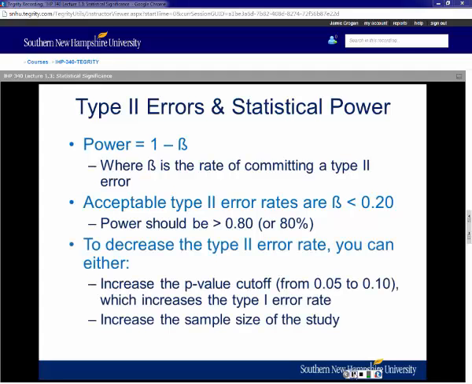So statistical power is important because we want a high power, because that means a low beta, or type 2 error. And there are a couple of ways to decrease this type 2 error rate. You can actually increase the type 1 error. So the same conversation that we had about reducing a type 1 error at the expense of a type 2, you can actually reduce the type 2 error at the expense of a type 1. The other way to decrease your type 2 error rate is to increase the sample size of the study.